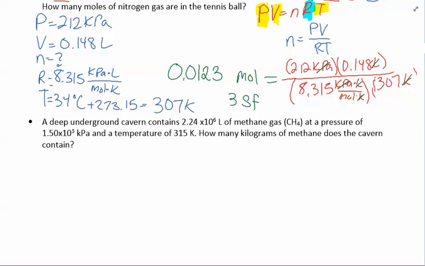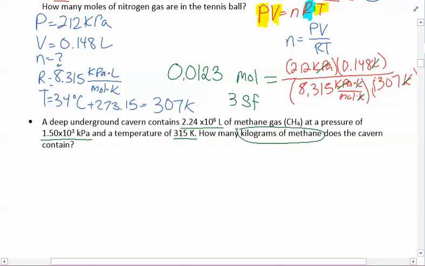We are in a deep underground cavern, and we know the volume, and the pressure, and the temperature. We want to know how many kilograms of methane is inside the cavern. Now, we don't have a way to directly get kilograms. However, we can calculate moles, and we know how to convert from moles to grams, which we can then convert to kilograms. So yes, we're still going to be using mole conversions.